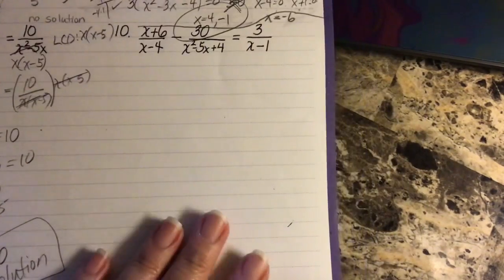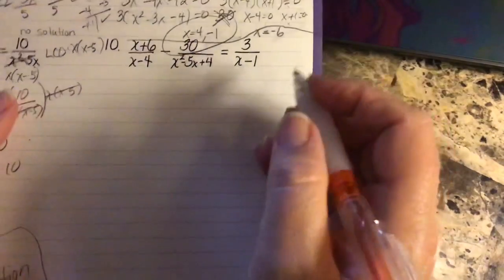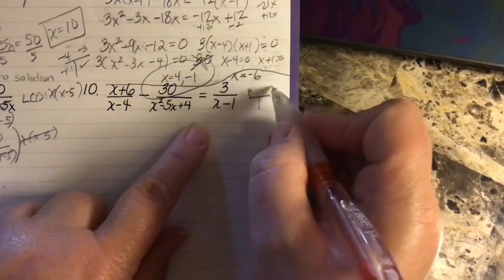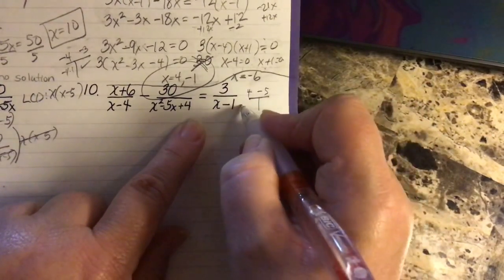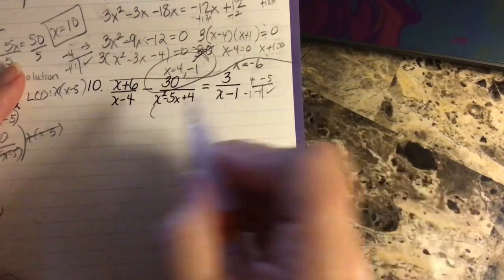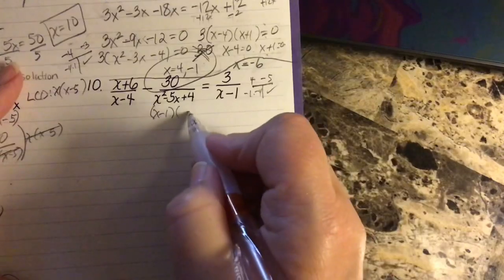Looking at question 10, I see a trinomial that I definitely know can be factored. I can find factors of 4 that will give me a sum of negative 5. That would be negative 1 times negative 4. So I'm going to write those factors underneath that trinomial. x minus 1 times x minus 4.